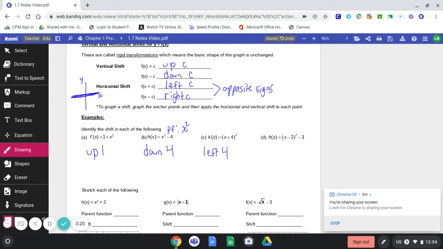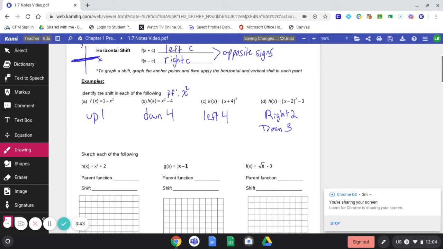And then in letter D, notice here, our first thing I see is this minus 2. Since it's being subtracted directly to the x value, that's moving it left and right. So this is going right 2 units. And then this minus 3 here, that's happening after the square, so that is going down 3 units.